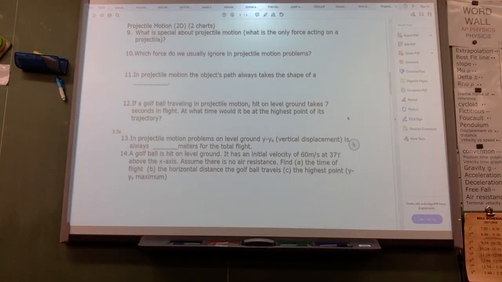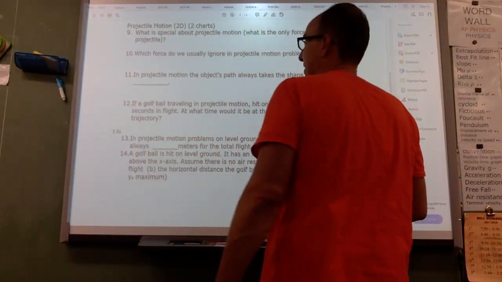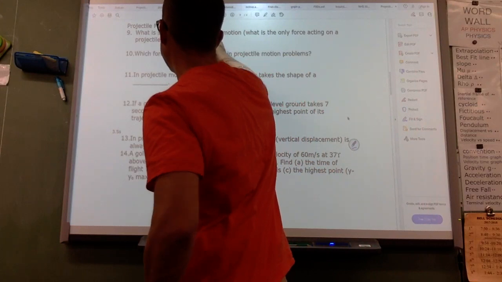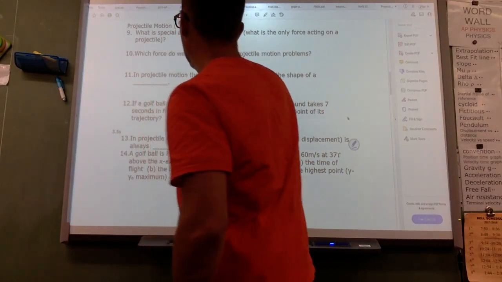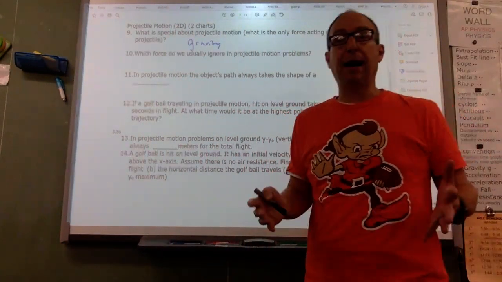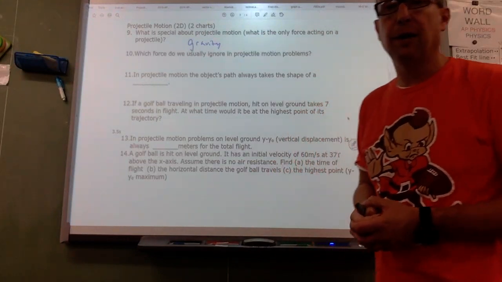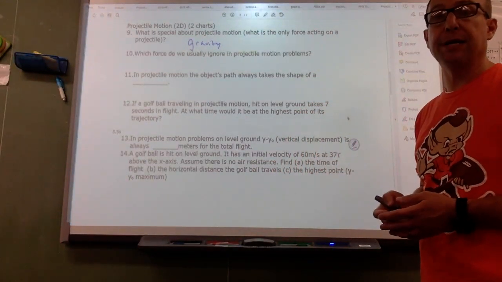And we're on to 2-dimensional motion. So what's special about projectile motion is that there is only gravity acting on it. There's no air resistance. There's no other powers, like a rocket powering it. Only gravity is affecting it.